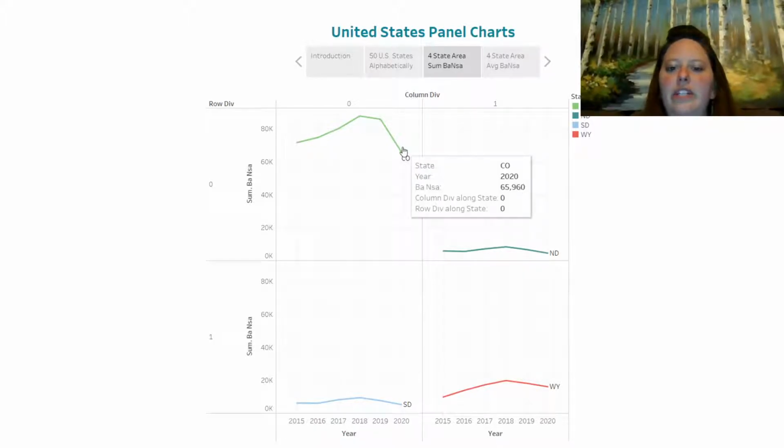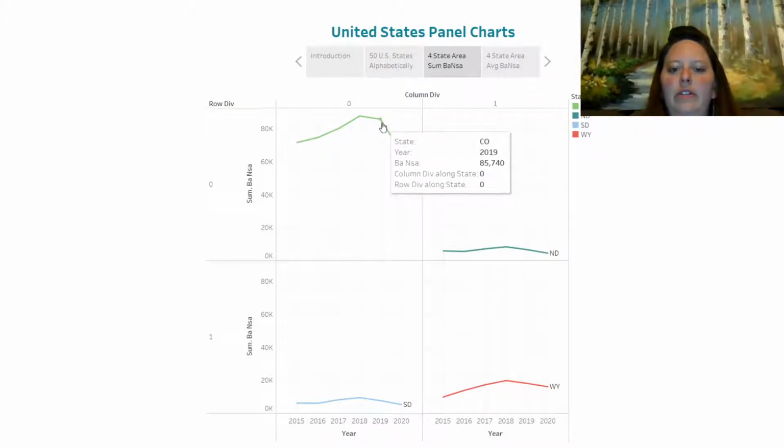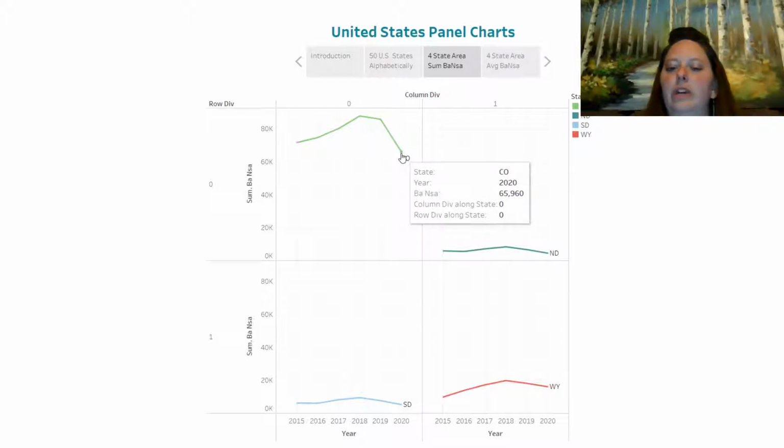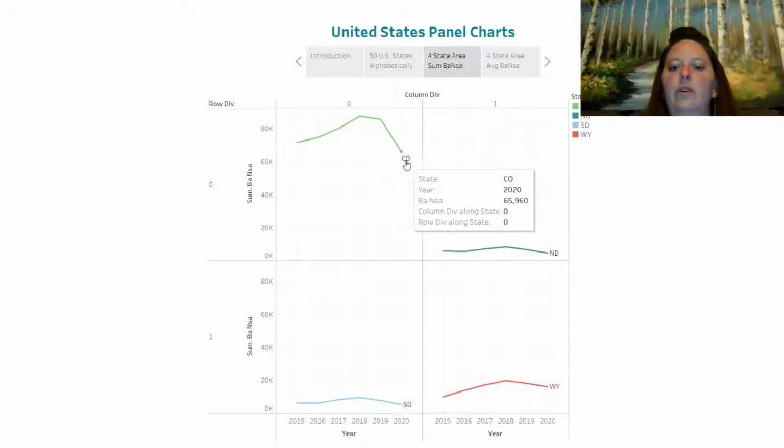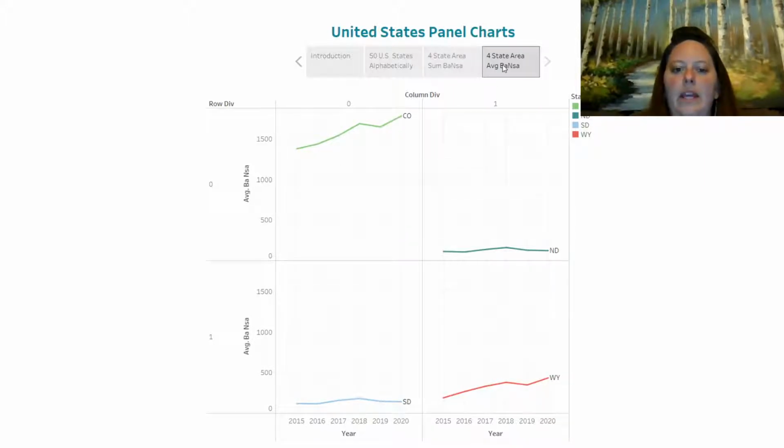Here, Colorado significantly dropped from 2019 to 2020. Keep in mind that we haven't finished all of 2020, so that data will be a little bit different. But that's a huge drop, 85,740 to 65,960.